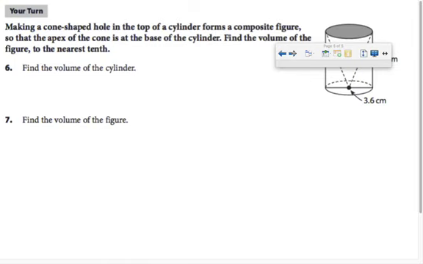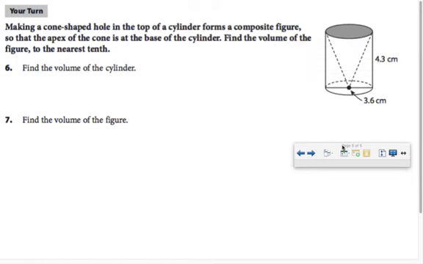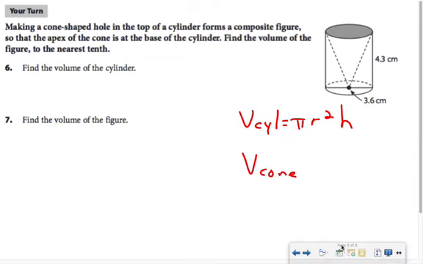For this last example, we have a cone-shaped hole in the top of a cylinder. So notice that in this cylinder, where the cone has been taken out, the height and the radius of the cone and the cylinder are the same. So recall also that the volume of a cylinder is pi r squared h, and that the volume of a cone is 1/3 pi r squared h.